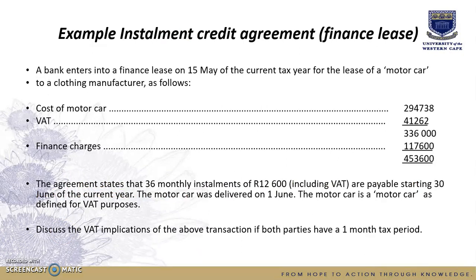So let's have a look at an example here. Installment credit agreement, we're looking at a finance lease. The bank enters into a finance lease on the 15th of May of the current tax year for the lease of a motor car to a clothing manufacturer as follows. The cost of the car was 294,000, VAT calculated on that was 42,000, which gives us a total of 336,000. We add finance charges of 117,600, we get to a total amount of 453,600. The agreement states that 36 monthly installments of 12,600 Rand, inclusive of VAT, are payable starting on the 30th of June of the current year. The motor car was delivered on the 1st of June. The motor car is a motor car as defined for VAT purposes. Discuss the VAT implications of the above transactions if both parties have a 1 month tax period.